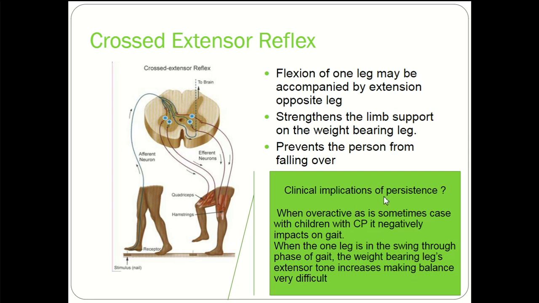If this reflex still persists or is overactive, as is sometimes the case with children with CP, it negatively impacts the gait. When one leg is in the swing through phase of the gait, the weight bearing leg's extensor tone increases, making the balance very difficult.